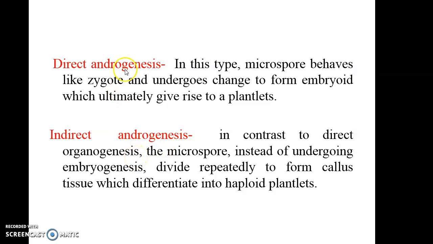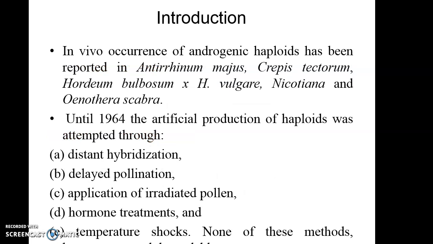In direct androgenesis, the microspore gives rise to haploid plantlets. And in indirect androgenesis, the microspore first divides and forms callus. Then the callus differentiates into haploid plantlets. Keep in mind, anther culture and pollen culture are used for haploid plant production. So this is about the definition. Now we will go to the introduction.